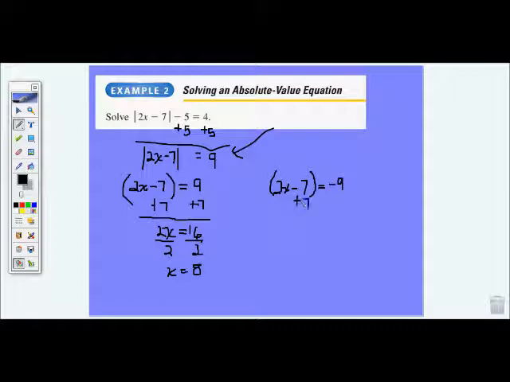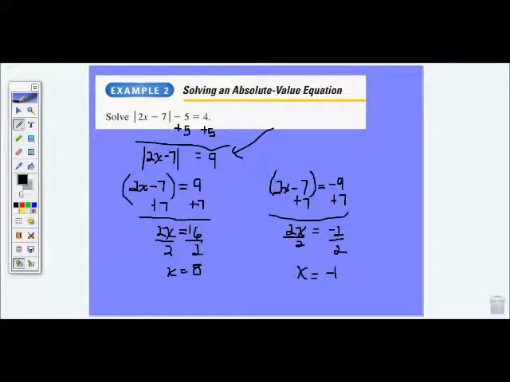Same thing over here. Let's get our like terms together. Get rid of our constant term from that phrase. This time we have 2x equals, combining a negative 9 and a positive 7, I end up with a negative 2. Divide both sides by 2. And my other possible solution would be x equals a negative 1. Negative 2 divided by 2 would be a negative 1.